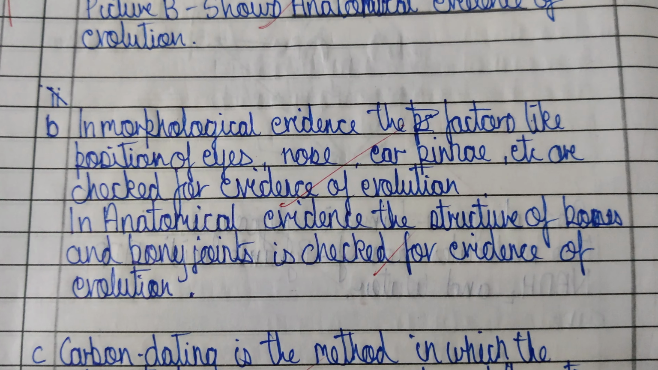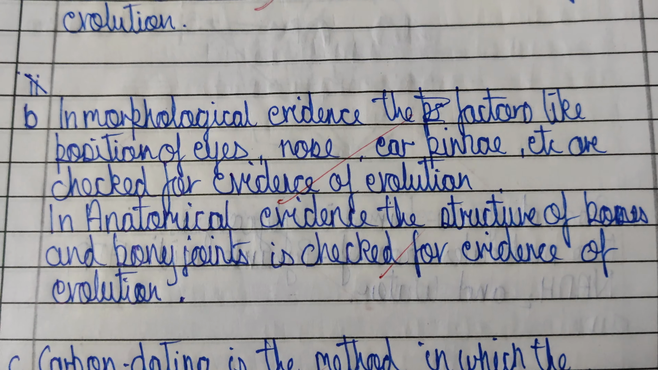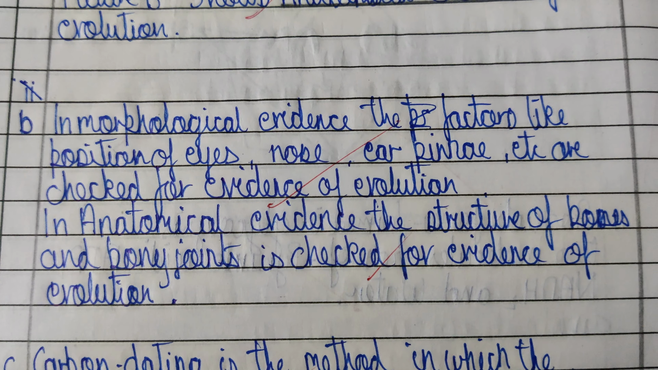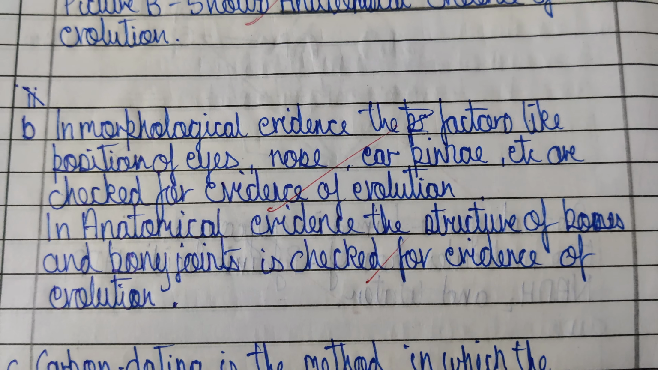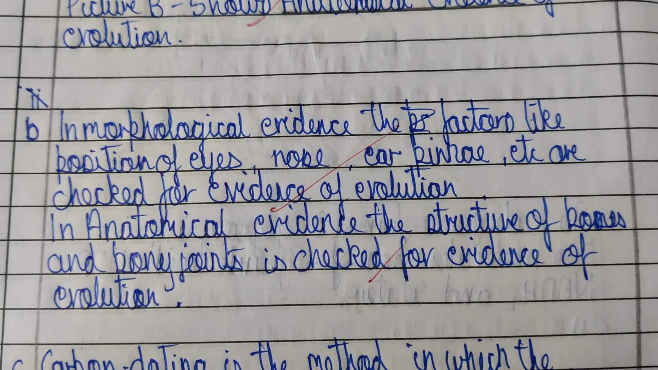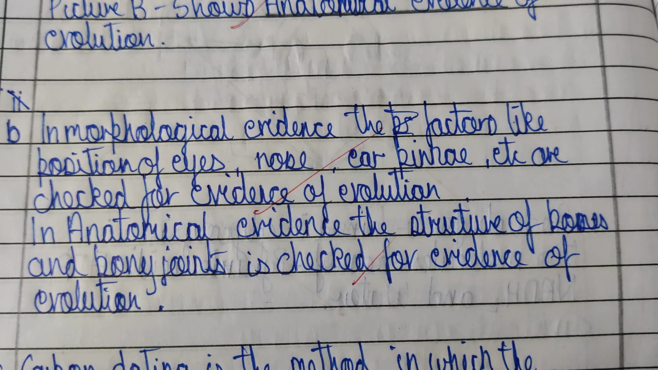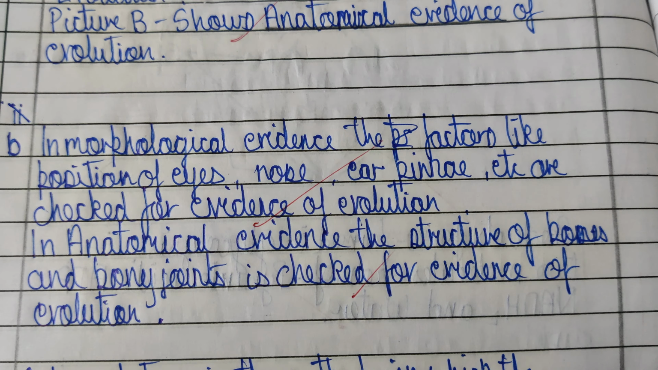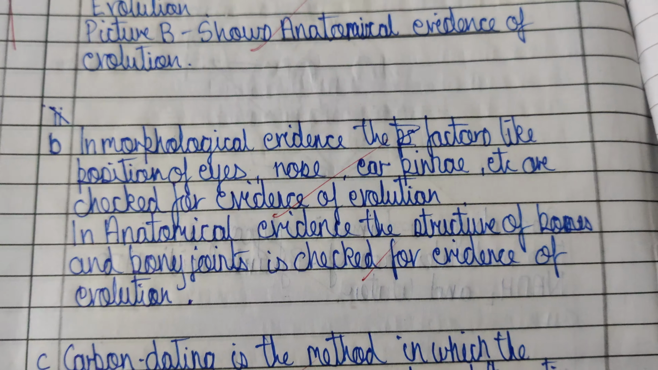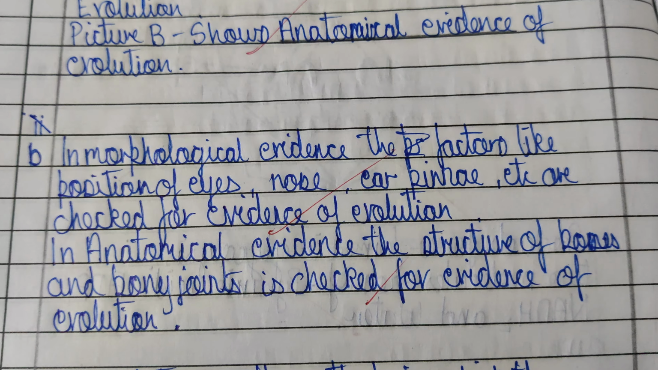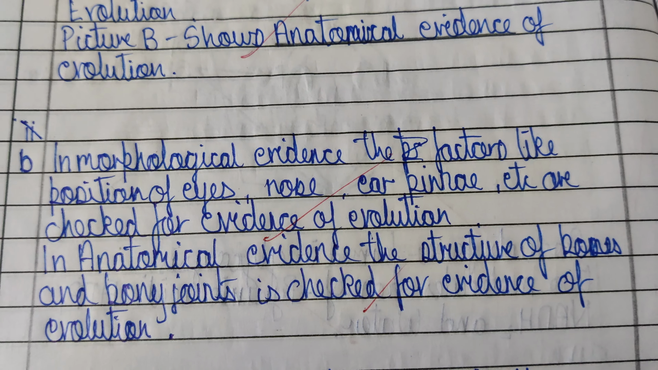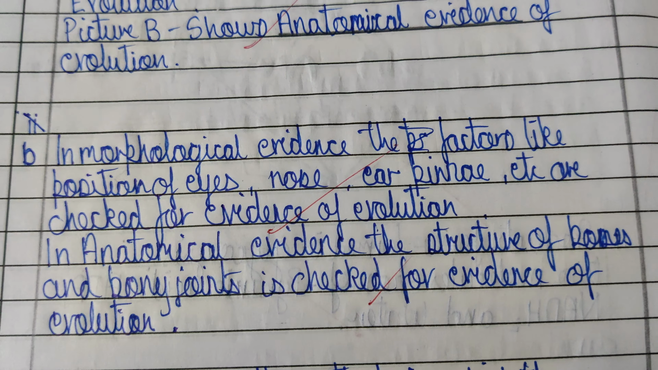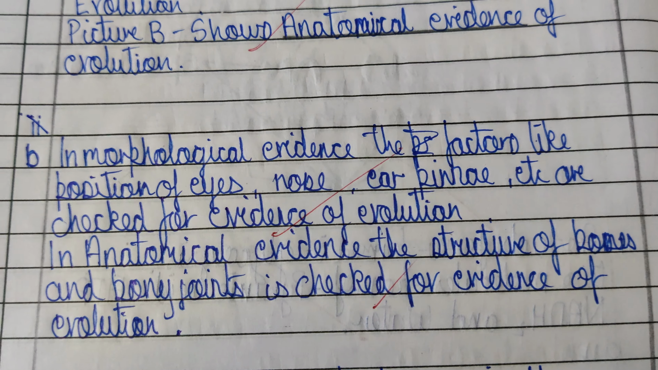In morphological evidence, factors like position of eyes, nose, ear, pinnae, etc. are checked for evidence of evolution. In anatomical evidence, the structure of bones and bony joints is checked for evidence of evolution.